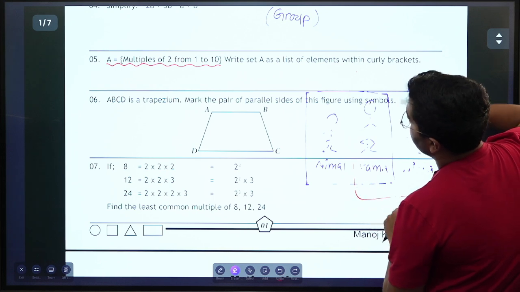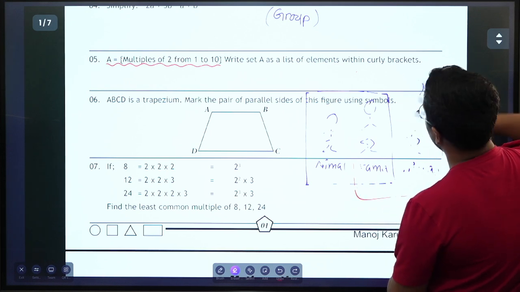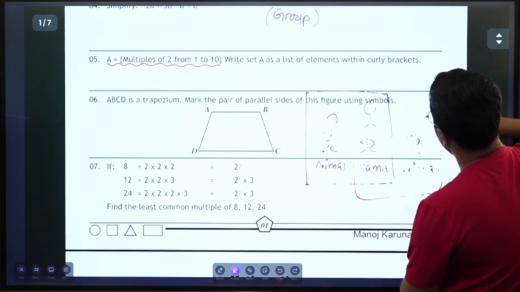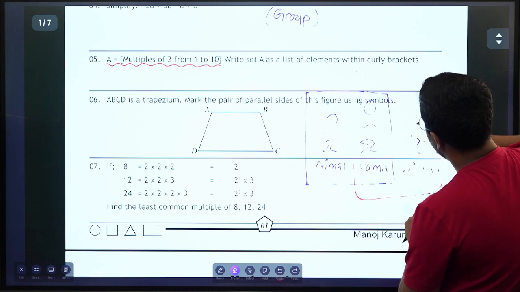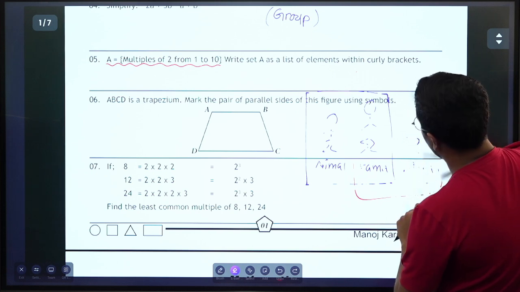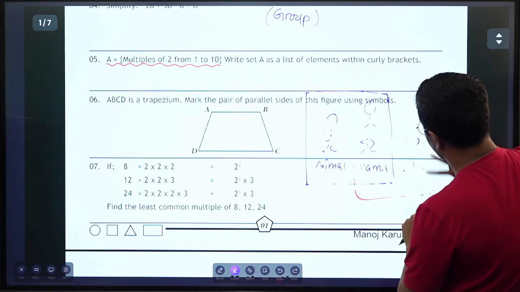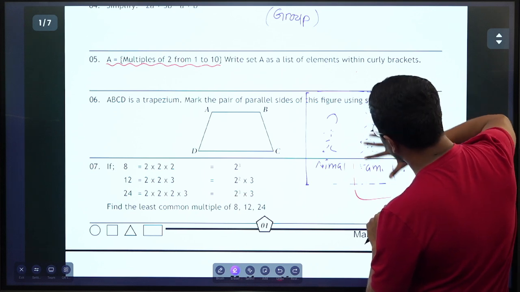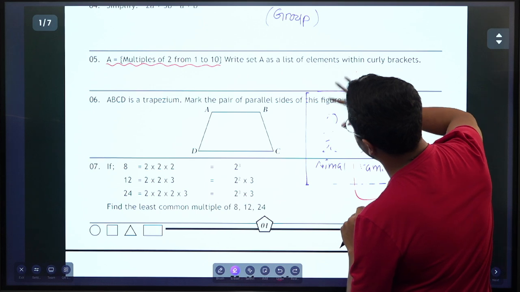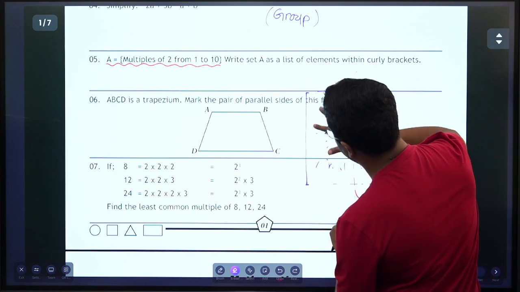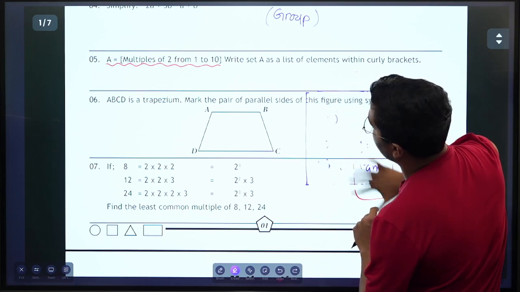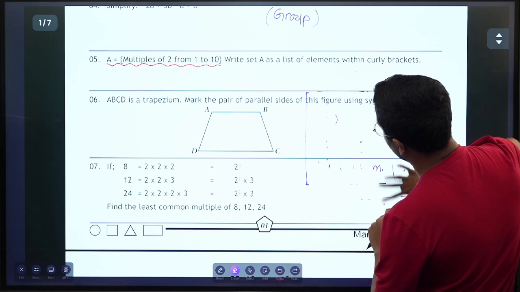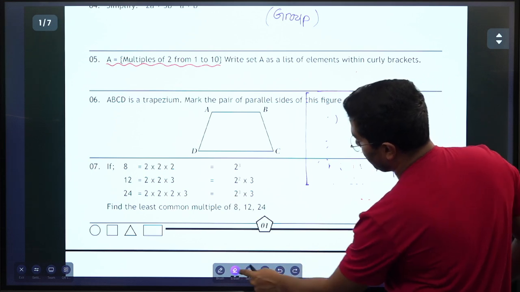Right. The multiples of 2 from 1 to 10. Is that a set? Multiples of 2 from 1 to 10. Is that a set? Yes, it is. So what are the numbers you can consider as multiples of 2 from 1 to 10? What are the multiples you have?